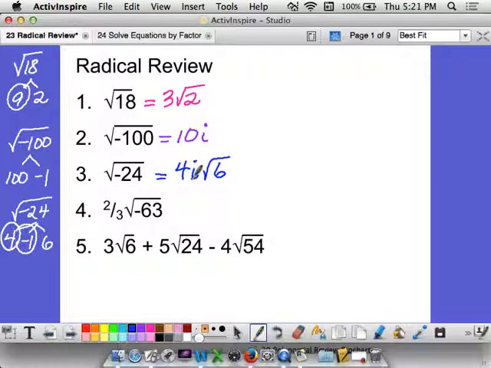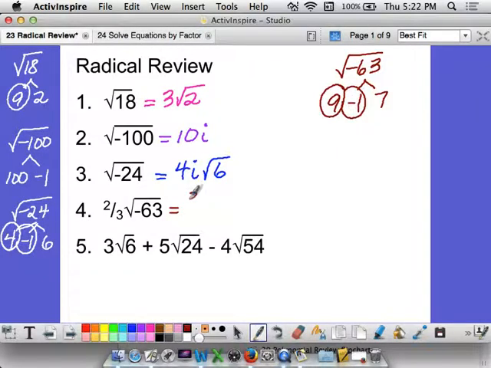Then in this next one, number 4, I have the square root of negative 63. The square root of negative 63. So I'm going to come over here and do that one. The perfect square is 9. I also have that negative 1. 9 times 7 is 63. So I know the square root of 9, that's 3. The square root of negative 1 is i. And then you have the square root of 7.